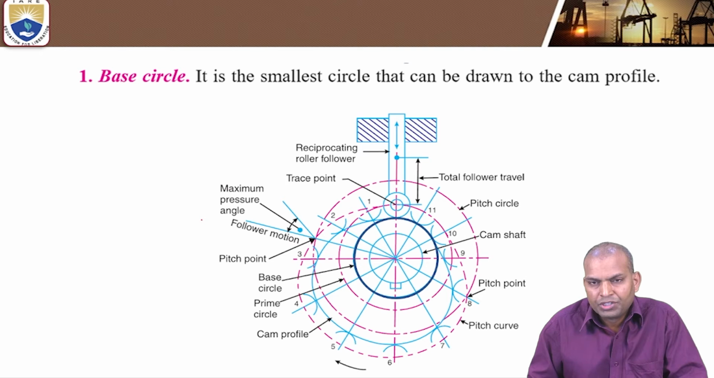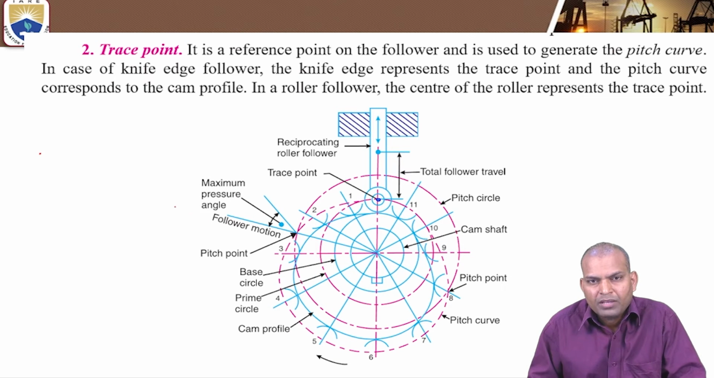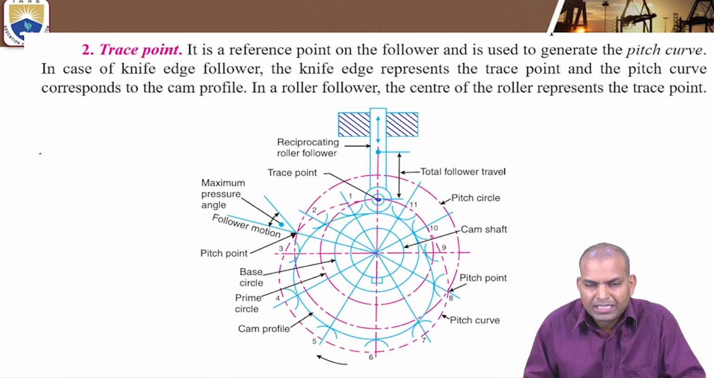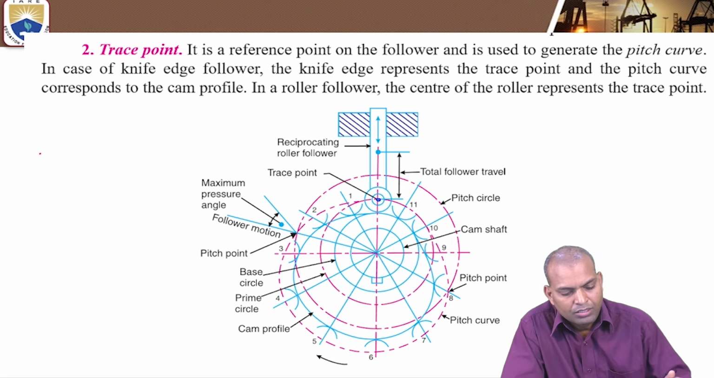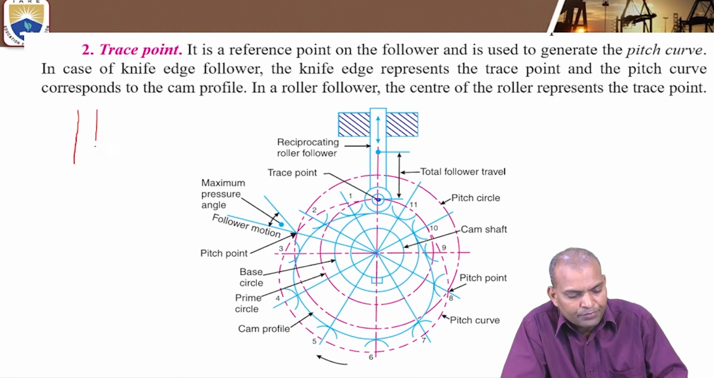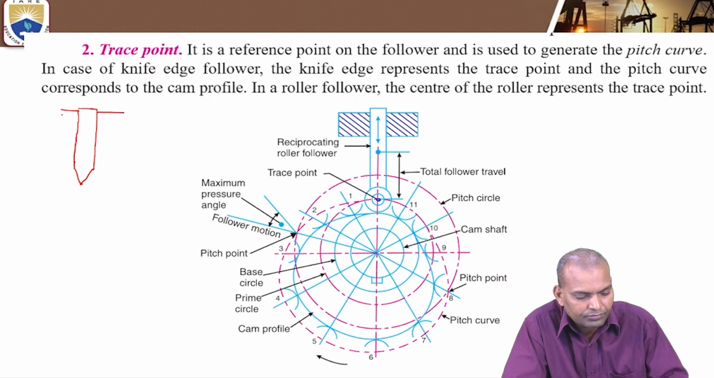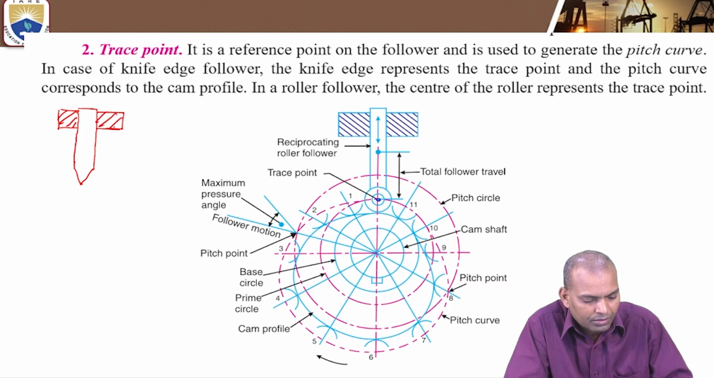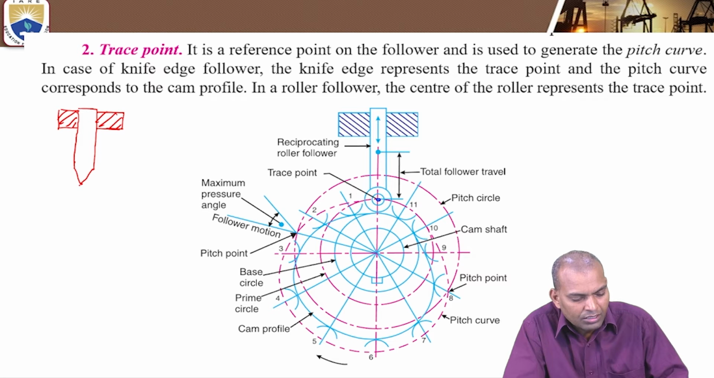The next definition is the tracing point. What is this trace point? Here we considered a roller follower. Suppose we talk about a knife edge follower. What is the shape of a knife edge follower? It's a very simple design, having a knife edge, and it is in touch with the cam.